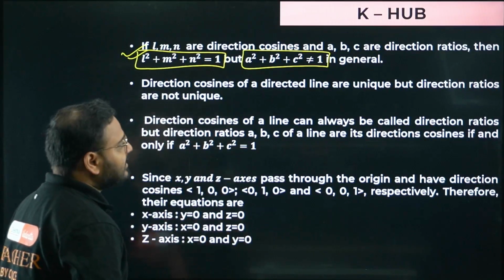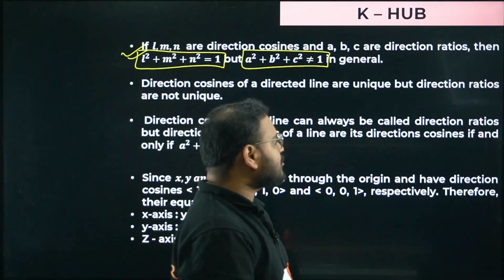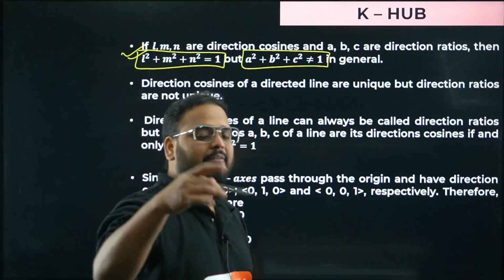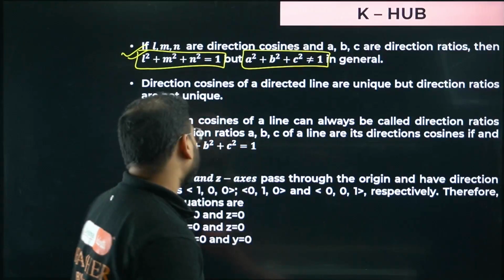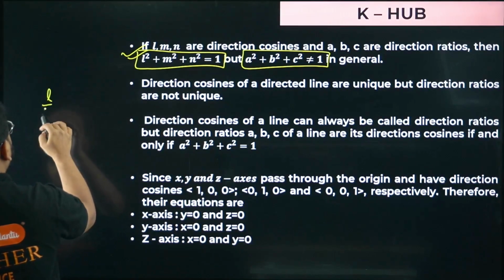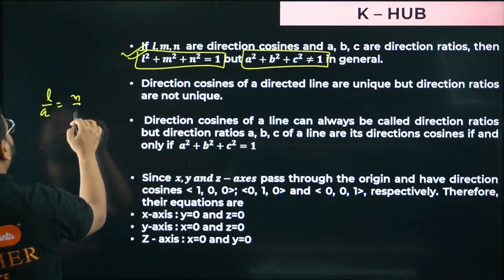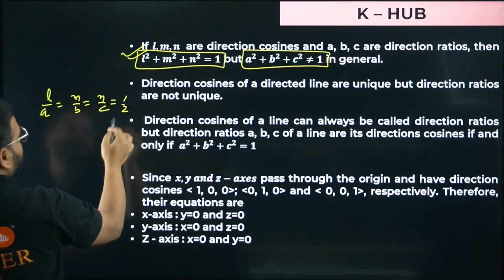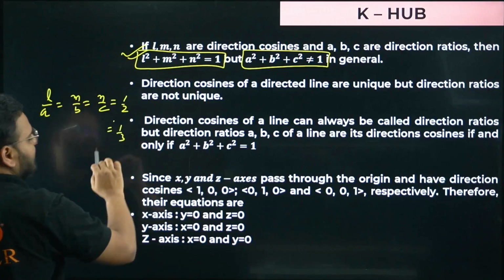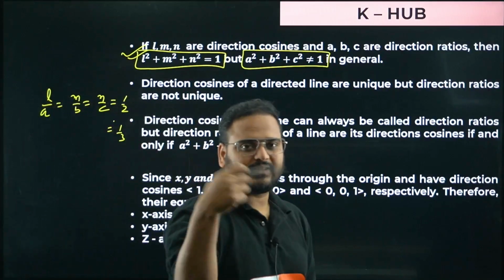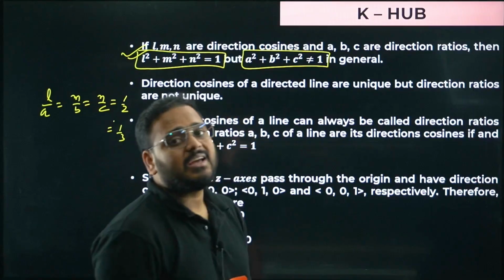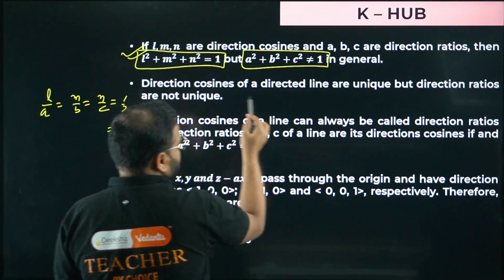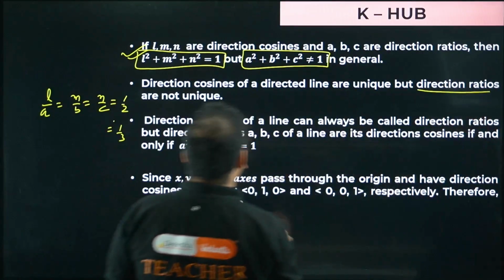Direction cosines of a directed line are unique, but direction ratios are not unique, of course, right? Because there's a proportionality, no? Means I can have a factor of 2 or 3. Remember this? l by a equals m by b equals n by c. I can have, let's say over here, 1 by 2. I can also have 1 by 3 like that, no? So I can keep multiplying a constant which will change its value. That's why direction ratios are not unique.